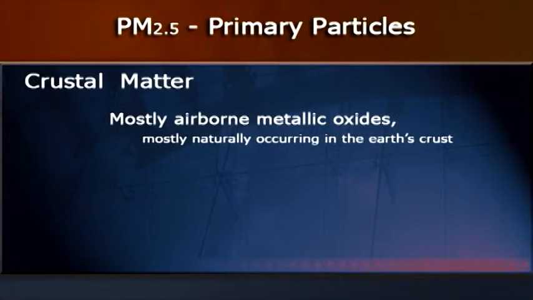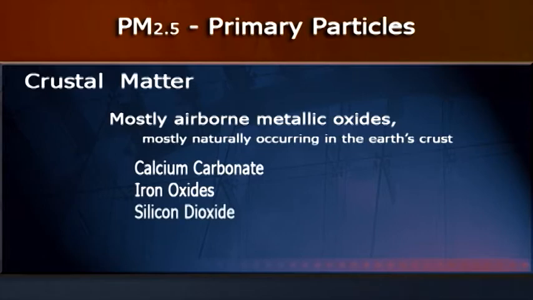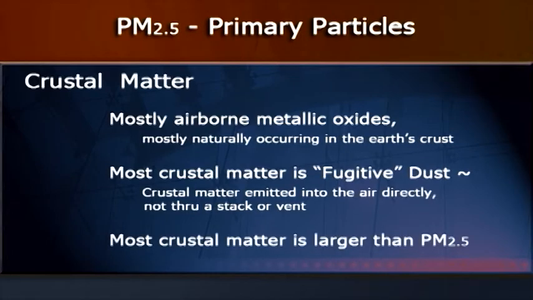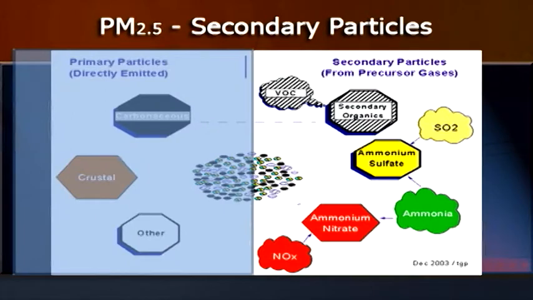The other major type of primary particle is crustal matter. These are mainly oxides and carbonates found in the Earth's crust. Examples of common crustal compounds include calcium carbonate, iron oxides, silicon dioxide, also known as sand, and fly ash. Most crustal material is fugitive dust. Fugitive dust is crustal matter emitted into the air at ground level directly from open sources and not through a stack or a vent. Most crustal matter in the air is larger than PM 2.5, but the largest particles settle out quickly.